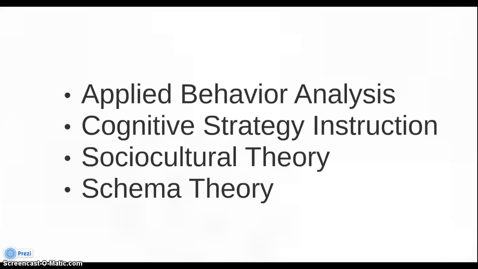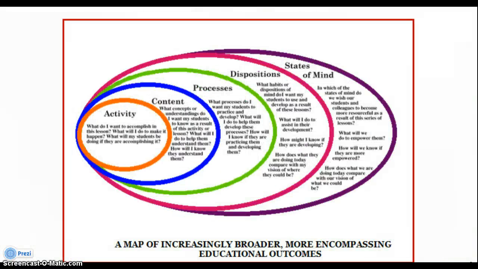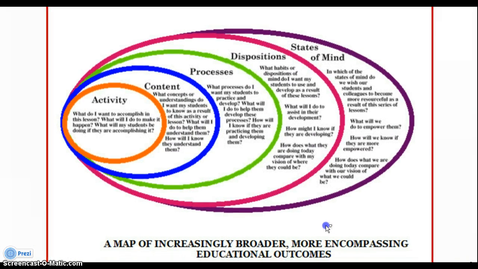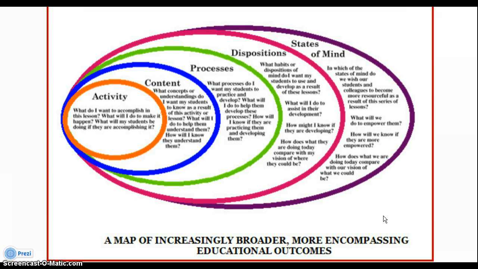So we did applied behavior analysis, we did cognitive strategies. Now we're going to look at sociocultural theory. Remember Vygotsky? So this is Vygotsky. What we want to do is we want to start with the activity. What do I want to accomplish in a lesson? What do I have to do to make it happen? What will my students be doing if they're accomplishing it?